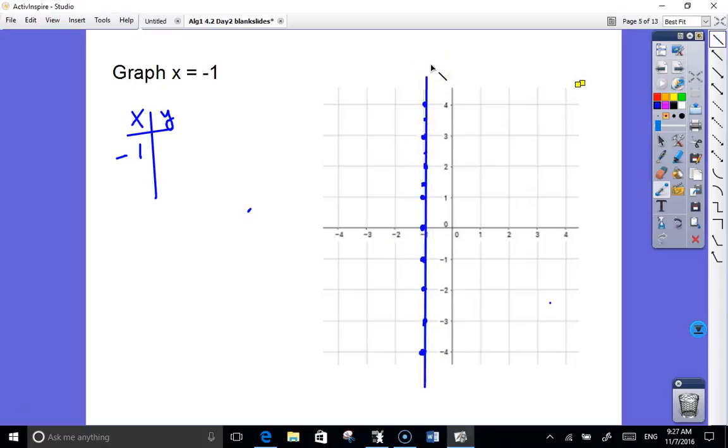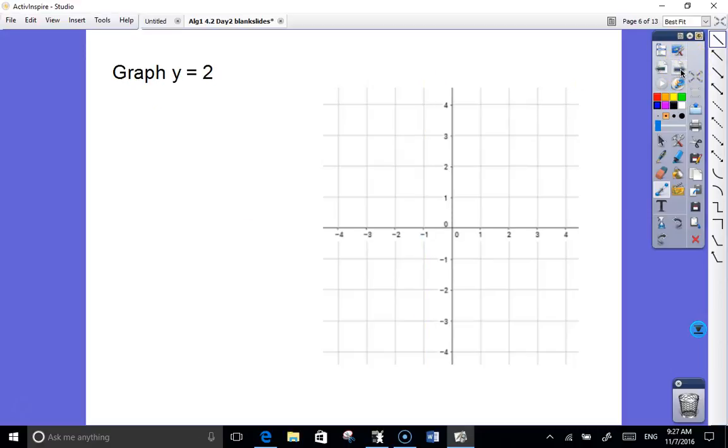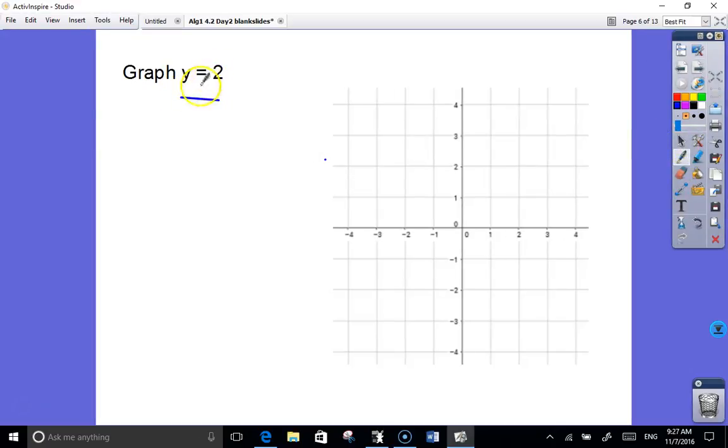Okay, so what kind of a line is that? It's a vertical line. So when x equals a constant, you should get a vertical line, a line straight up and down. What do you think you're going to get if you have y equals a constant? It's going to be a horizontal line. So that's telling you we want the set of all points that have a y coordinate of 2. Where do you find that?